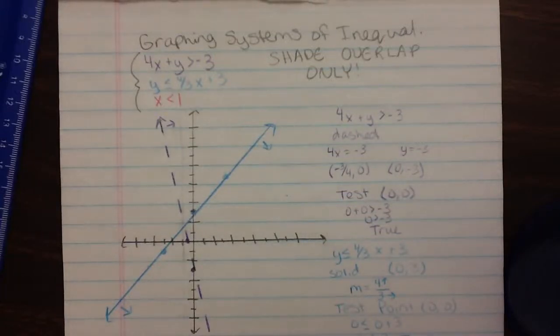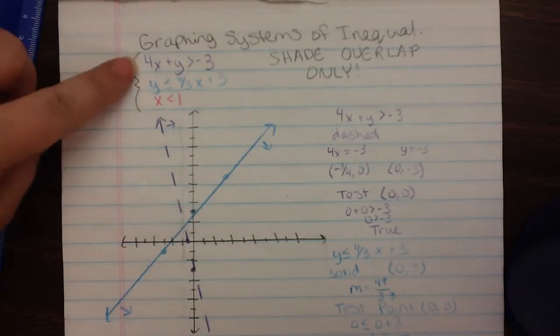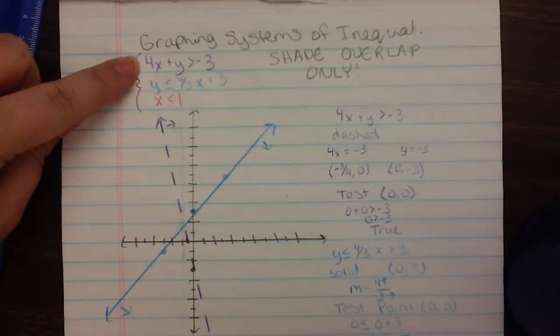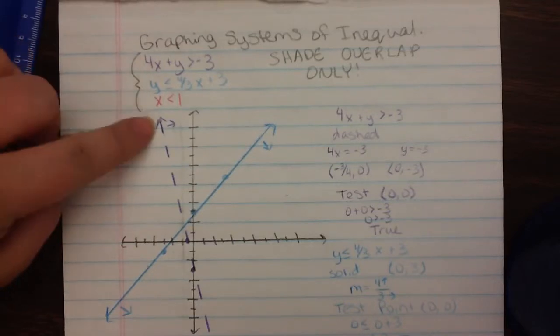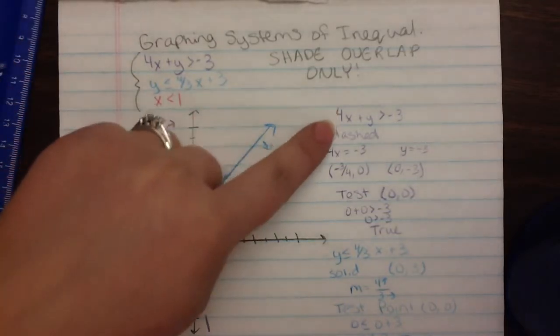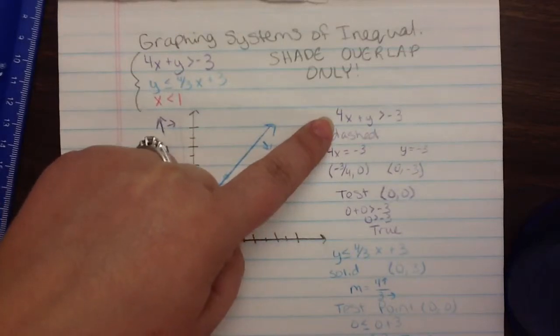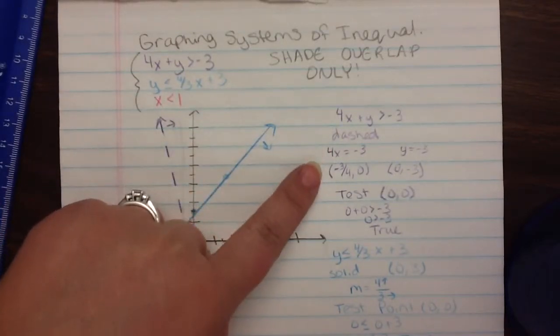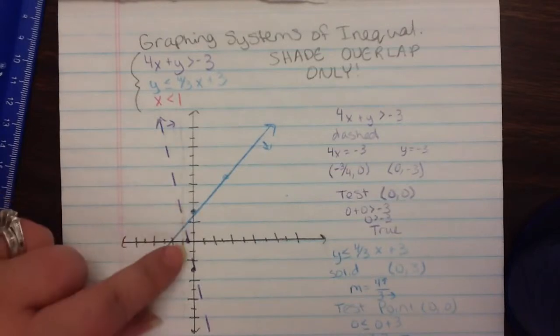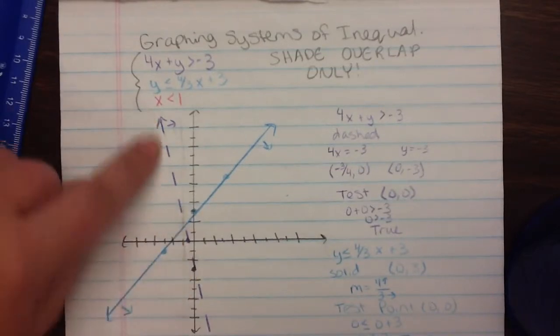So yesterday we graphed systems of inequalities, and today we need to do a little bit more with that. Yesterday we graphed this line. I don't remember if it was in orange or purple, but we graphed this line which was dashed, and we used the cover-up method since it was in standard form to get our intercepts over here, and we plotted our intercepts, and then we drew in the dashed line.